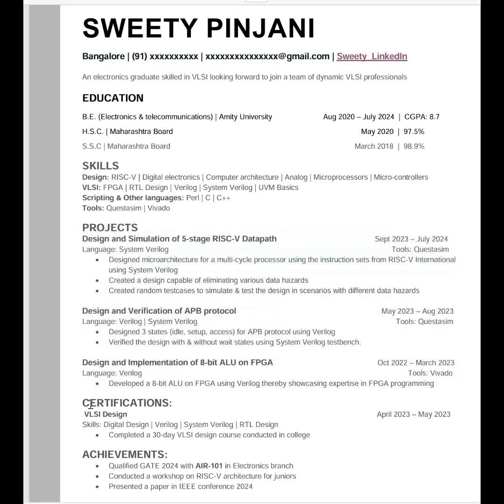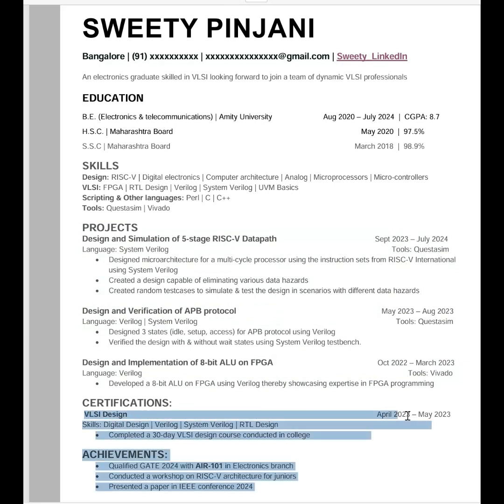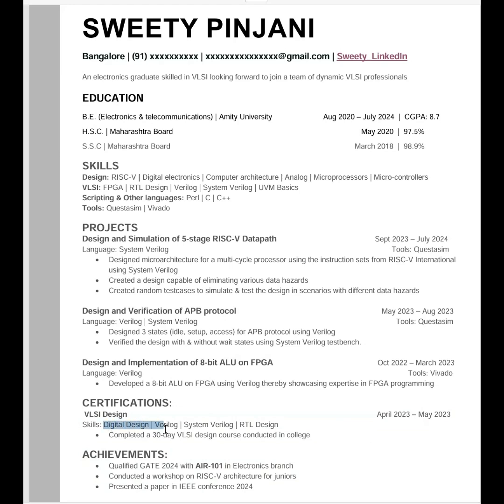Next, this person has done some certification. They had a VLSI design course organized in their college, which they have done. It was a 30-day VLSI course, and the skills which they have acquired, that also they have mentioned: digital design, Verilog, SystemVerilog and RTL design. So they would already have the course completion certificate for that, and it is a relevant course for VLSI. That's why they have put it in the resume.